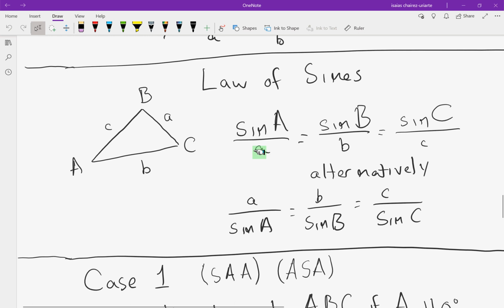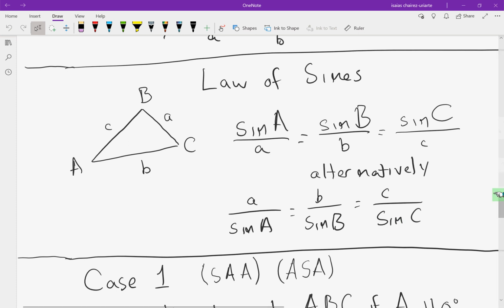Sine of A over A is equal to sine of B over B, which is equal to sine of C over C. Alternatively, we could just think about the reciprocals of all of these fractions. A over sine of A should be equal to B over sine of B, which should be equal to C over sine of C. It doesn't matter which form you use.